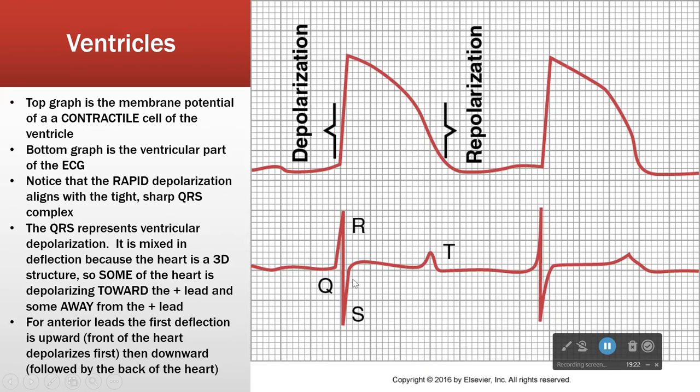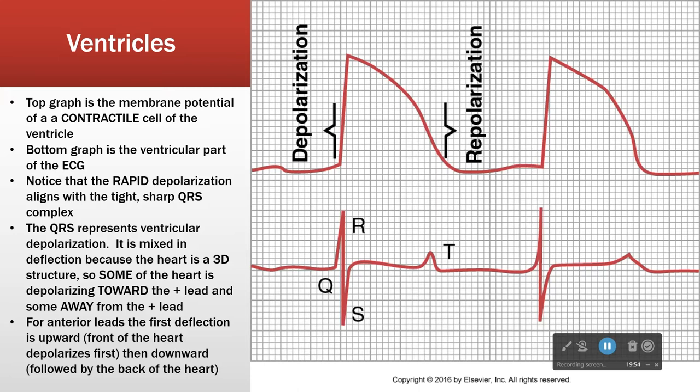when we look at the QRS, depending on which lead or which part of the EKG we're looking at, typically the Q is an upstroke, right? The R is a downstroke, and the S is another upstroke. So our first deflection is upward. Why? Because when we measure from the front of the heart, the front of the heart tends to contract first before the back of the heart does. Okay, more on that in a minute.